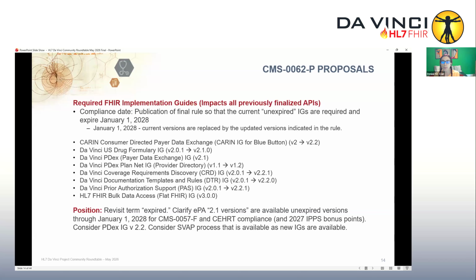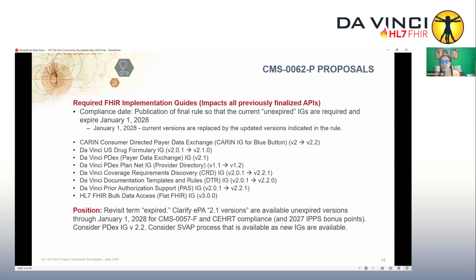So the position of the Da Vinci community as of now is, one, revisit the term expired. That means something different in HL7. So in HL7, when an IG is expired, it is still available for use. It's just not being updated any longer. But as the term is used in the rule, expired means don't use it anymore. So that can be a little bit confusing when looking at the rule from an HL7 perspective versus the CMS regulatory perspective. So that's one thing the community noted: be careful about that.